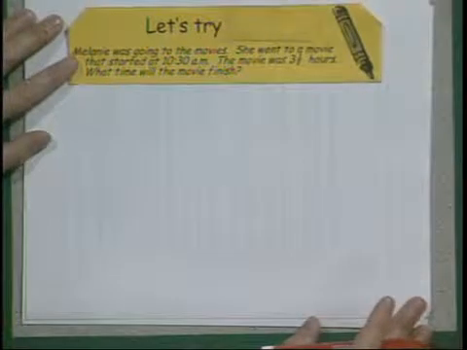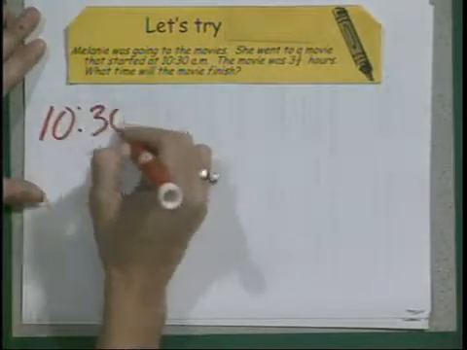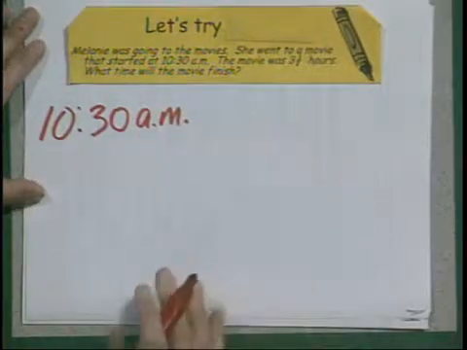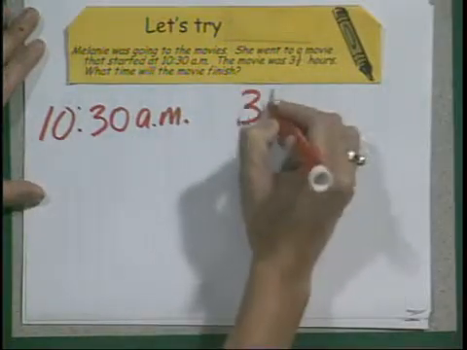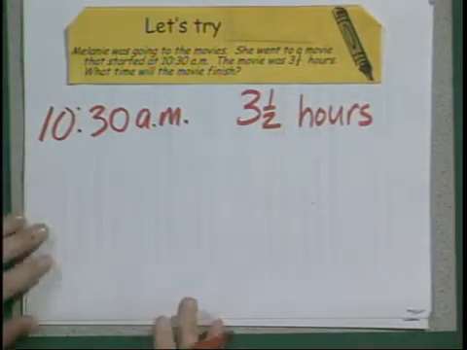So let's take a look at a problem. This problem is about my friend named Melanie. Melanie was going to the movies. She went to a movie that started at 10:30 a.m. So I'm going to go ahead and write down the start time. 10:30 a.m. The movie was 3.5 hours, and we want to find out what time the movie finished.